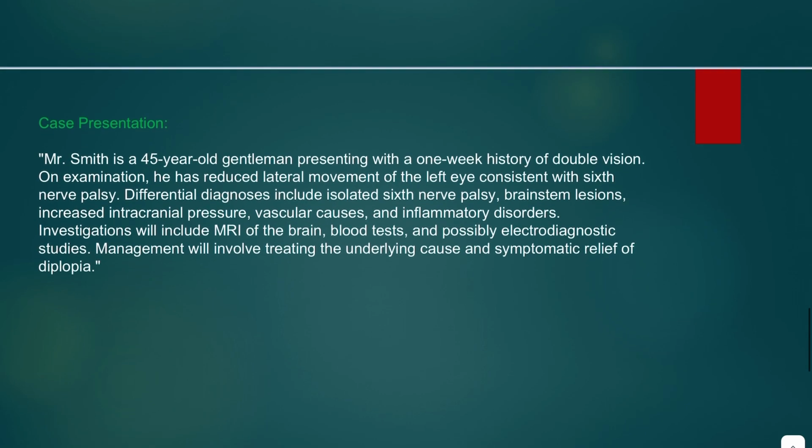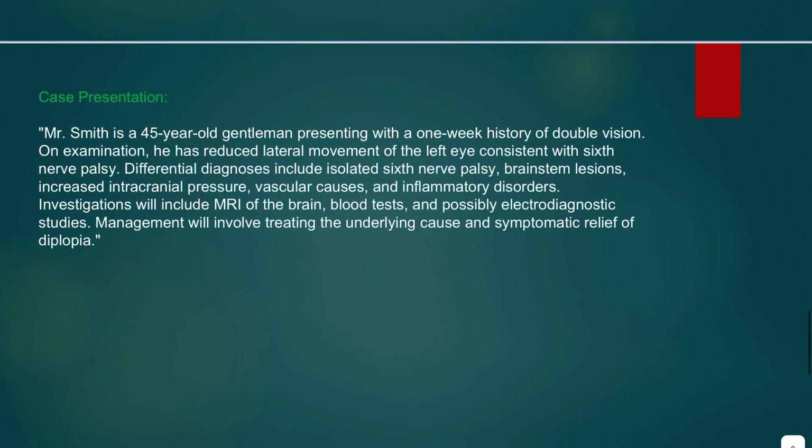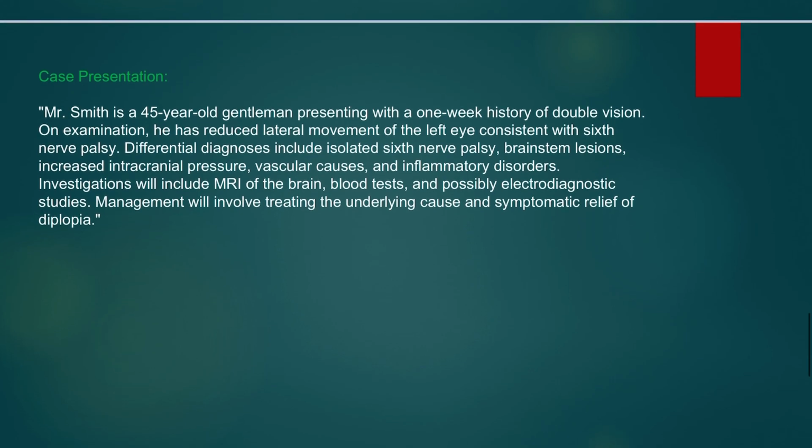So this is our case presentation. Mr. Smith is a 45-year-old gentleman presenting with a 1-week history of double vision. On examination, he has reduced lateral movements of the left eye, which is consistent with the sixth nerve palsy. And then you're going to mention about the differential diagnosis.